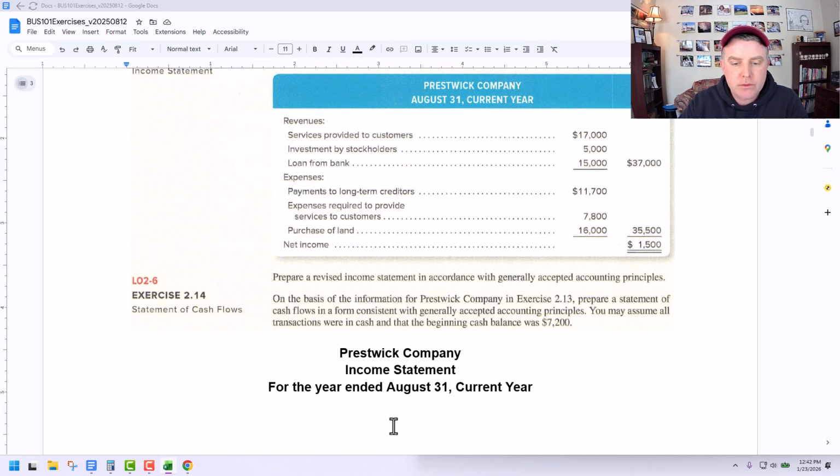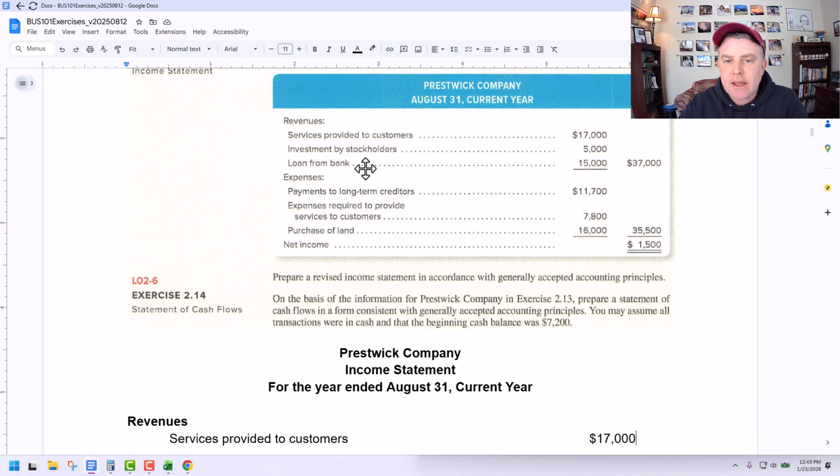All right, so we're going to list the revenues. Our revenues here are services provided to customers, and we are going to record $17,000 of revenue. Let's see if these things that the Villanova grad is calling revenue are actually revenue. Investment by stockholders. That is not revenue. That is not a sale to a customer. So that is not a revenue transaction that would go here in the income statement.